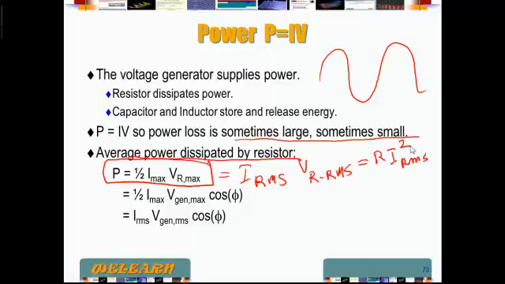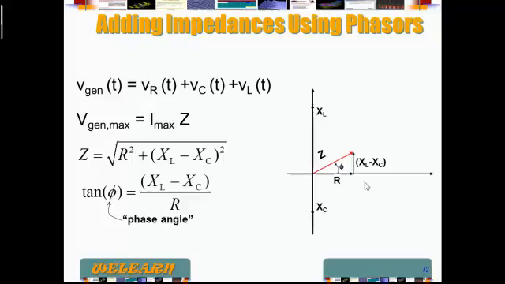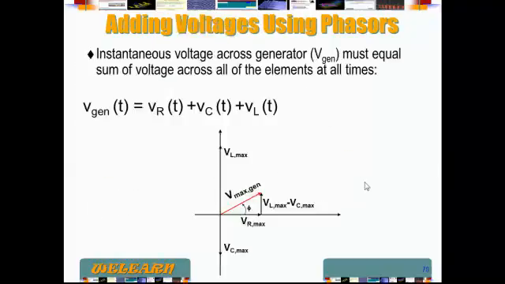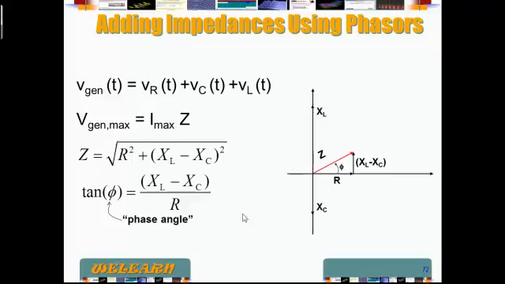All of these apply. Now, remembering that in the phase diagram, we can look back here. This is the voltage across the generator. This is the component due to the inductor and the capacitor. The only component that's lossy is the component parallel to the resistor, which is the X component in this particular diagram.